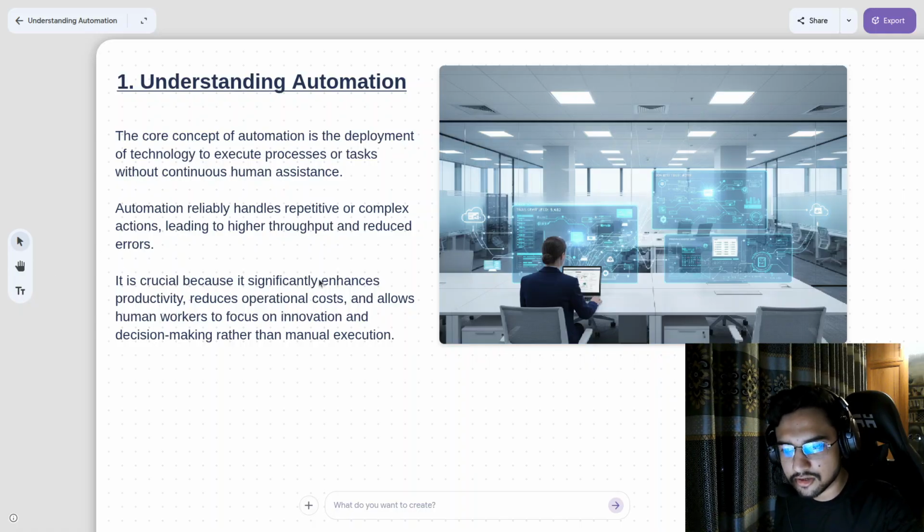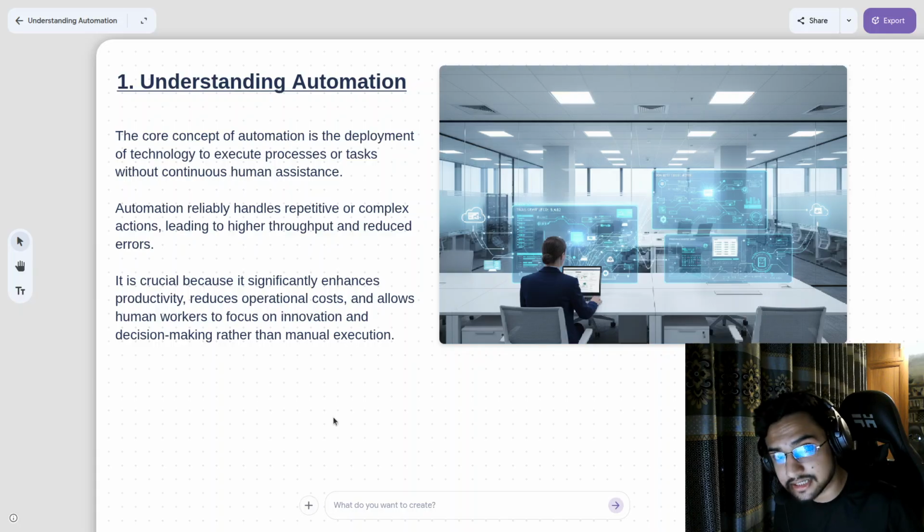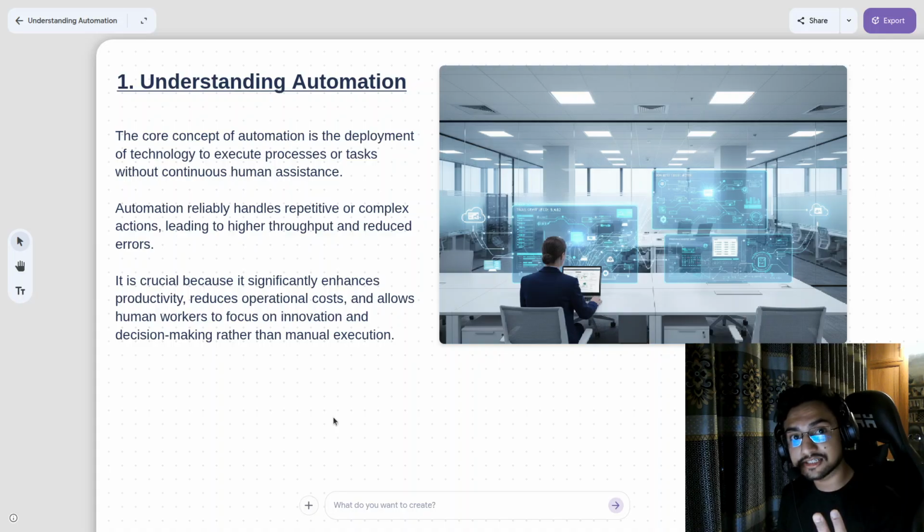Then it is crucial because it significantly enhances productivity, reduces operational cost, allows human workers to focus on innovation and decision making. Two things that humans are always better than AI or robots. Okay, because innovation is not machine learning. Innovation is thinking out of the box, which most of the robots will never be able to do. And when they can do it, it's another concept which is called singularity. You can search it up. So this was the core concept of automation.